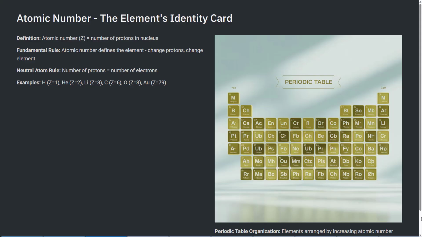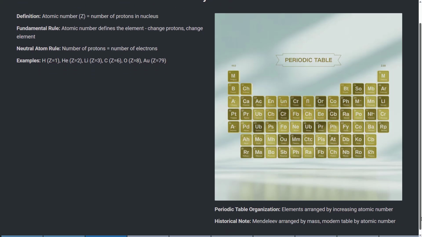Think of it this way. Atomic number is like a person's fingerprint. It's unique and unchangeable. Hydrogen always has one proton, so Z equals 1. Carbon always has 6 protons, so Z equals 6. Gold always has 79 protons, so Z for gold equals 79. Change the number of protons and you have changed the element entirely.